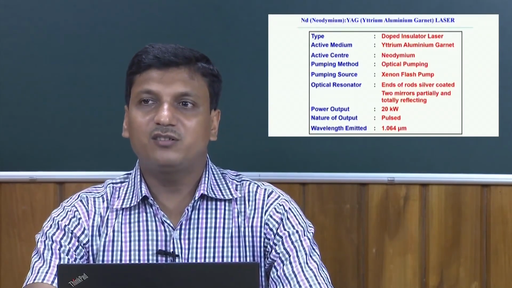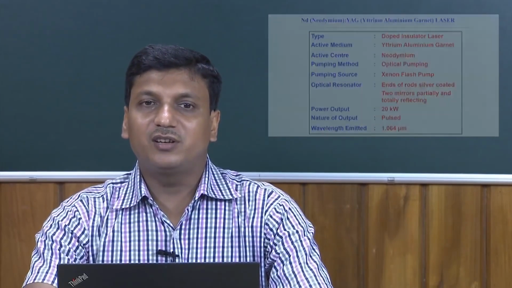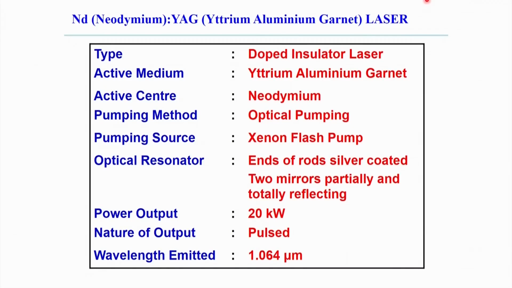Now, we look into one typical laser called the Nd:YAG laser. Most commonly we use this laser in several applications. If we try to characterize this type of laser, it is a doped insulator laser, where neodymium is the dopant, and the active medium is yttrium aluminum garnet. Of course, this is a solid state laser. The active center is neodymium. For the pumping method we use optical pumping, and the pumping source is generally a xenon flash pump.